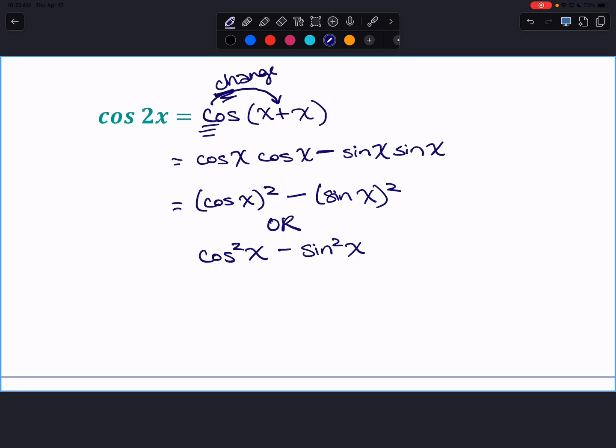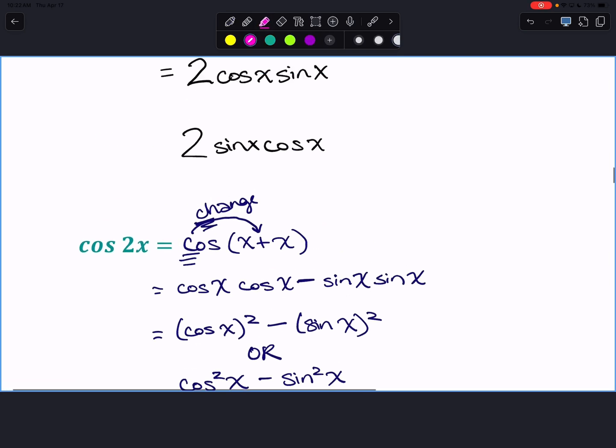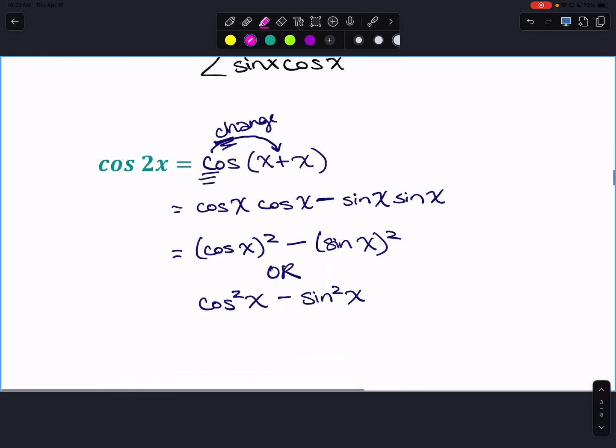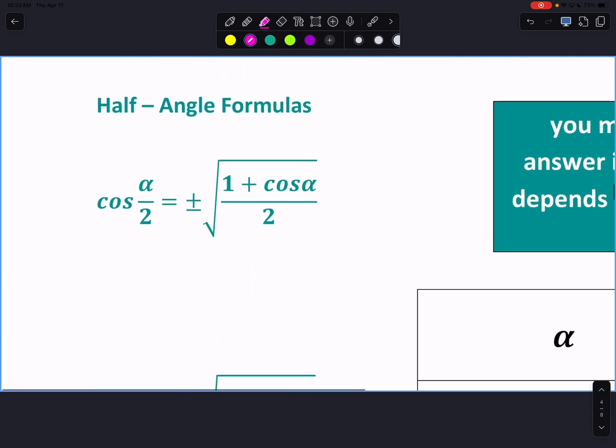Questions? That's called the what? Double angle. So the double angle formula for sine of 2x is 2 cosine x sine x. The double angle formula for cosine of 2x is the cosine of x squared minus the sine of x squared. Okay? Any questions? No? All right.